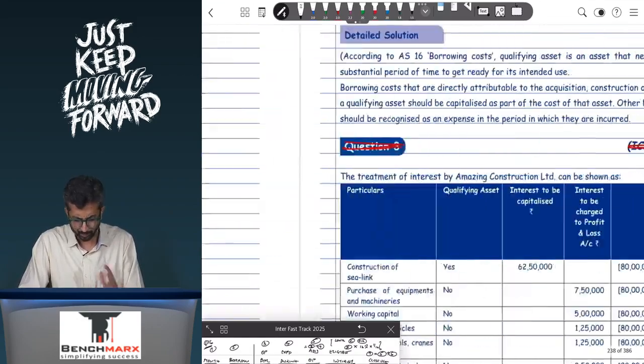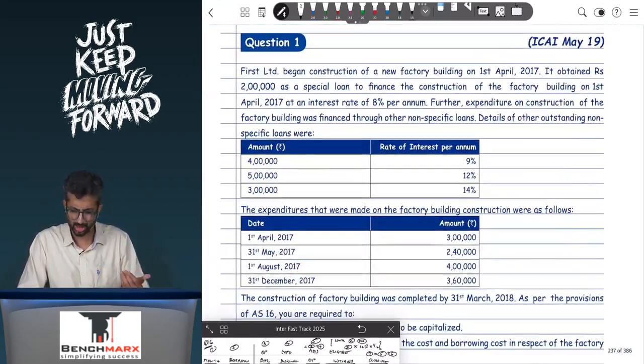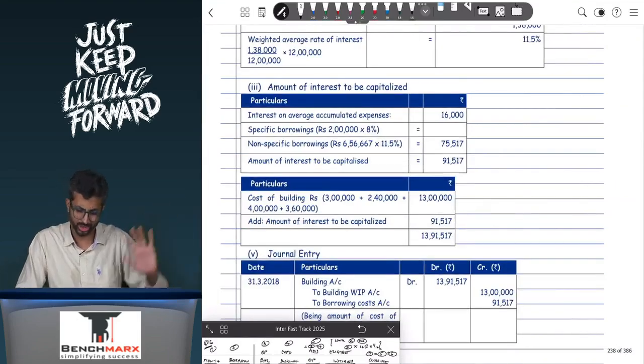Now, over here, in your homework problems, you can practice the problems. Question 1 is from the exam questions. It is similar to question 1 of the classwork.